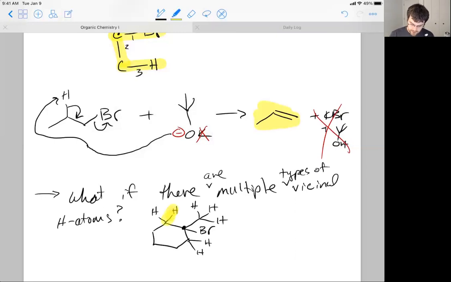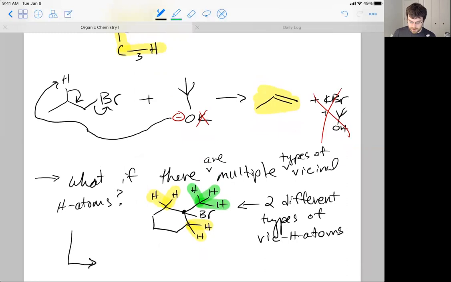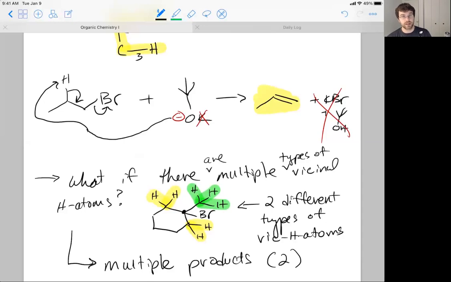What I want to point out is that the 2 on the ring are actually all identical, and the 3 in green are actually different. So we have 2 different types of vicinal H atoms. Well, in that case, maybe you can guess this, you will have multiple products. In this case, we'll see 2, but you could have more depending on the symmetry of the molecule.